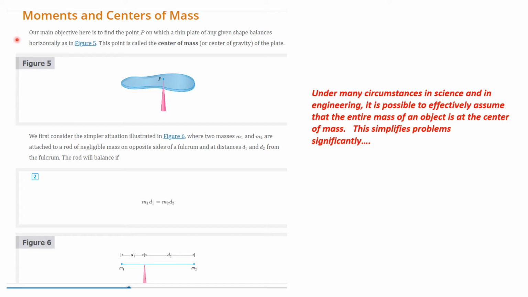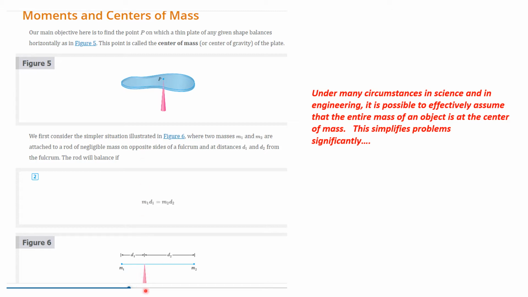Our main objective here is to find a point P on which a thin plate of any given shape, that's the P here, and there's the shape, balances like on the tip of a pencil. That's called the center of mass or center of gravity. Now we're going to consider first one and two dimensions. So let's just look at the one-dimension case.